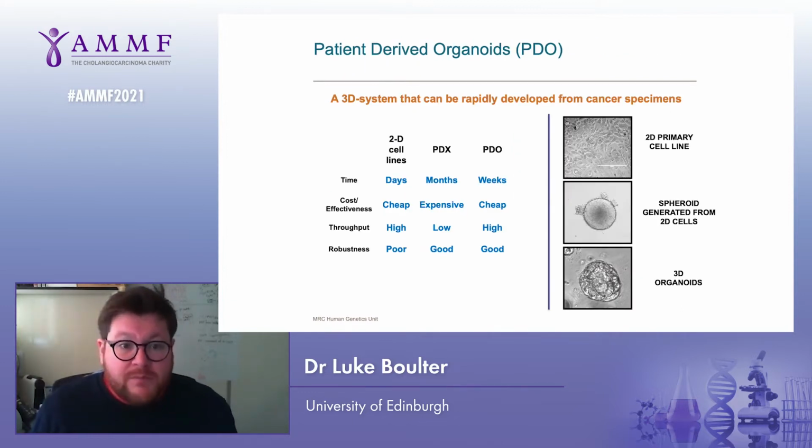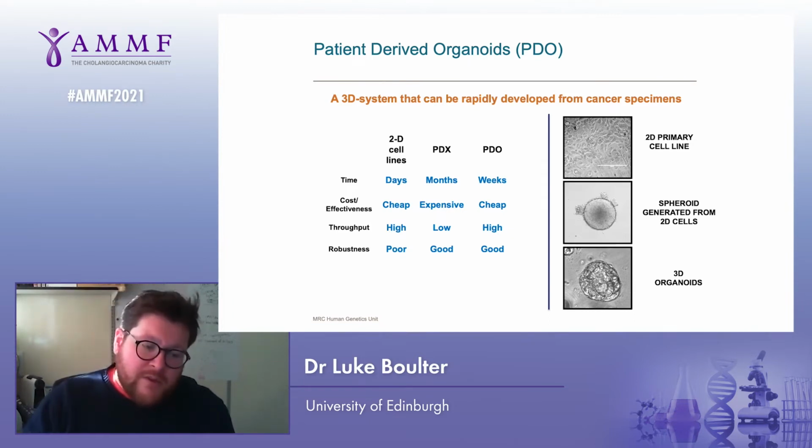So what are the benefits and pitfalls here? Well, 2D cell lines are easy to grow, pretty cheap, with very high throughput. So you can really screen novel compounds in these, but actually they're not very robust. They can be batch to batch variable, and translatability between a 2D cell culture system and the patient is incredibly poor.